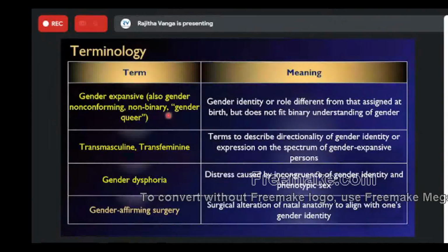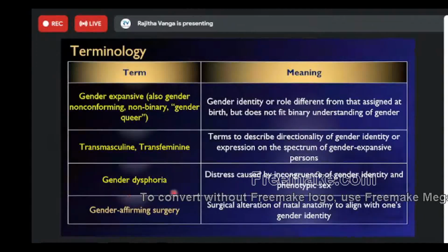This term is given to those individuals who can't fit themselves into either male or female. So they are confused about their gender identity. So the role that is assigned at birth but does not fit into the binary understanding of gender is called gender expansive. And gender transmasculine and feminine I will show in the next slide.